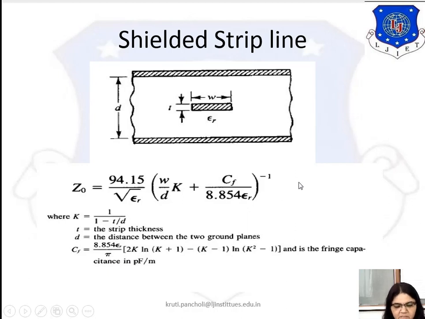So this way we can use the microstrip line and we can design various microwave components, and it has an advantage compared to the waveguide and the coaxial cable.